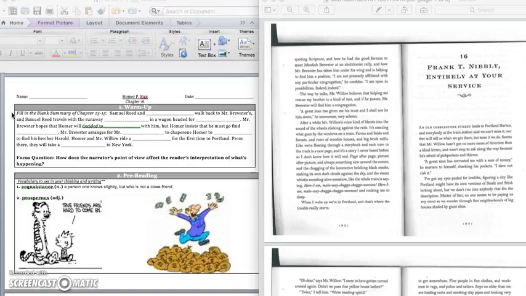Samuel Reed and Homer walk back to Mr. Brewster's, and Samuel Reed travels with the runaway slaves in a wagon headed for Canada. Mr. Brewster hopes that Homer will decide to stay with him, but Homer insists that he must go find Harold.